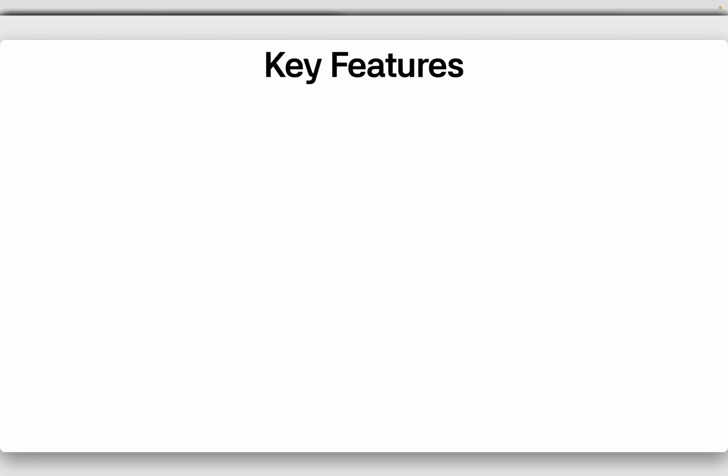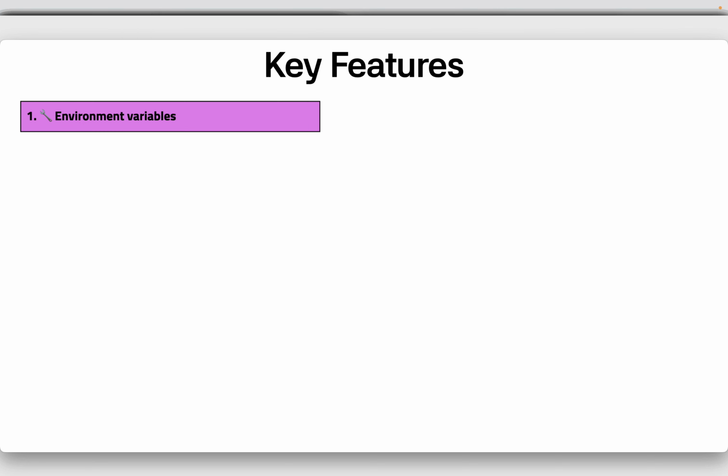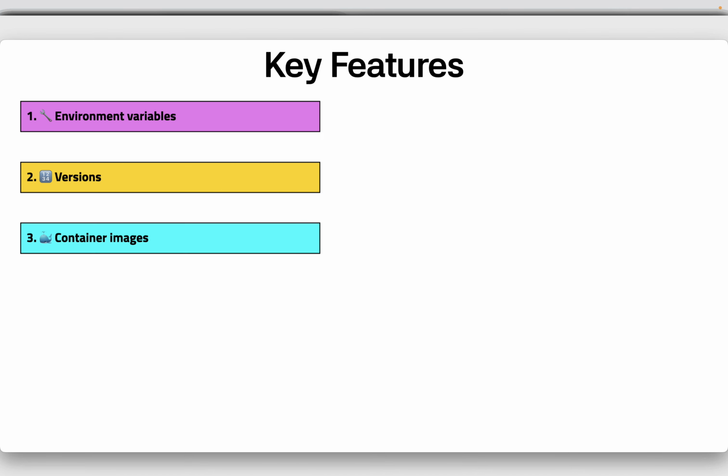So next, I will talk about the key features. So first, environment variables. You can use environment variables to adjust your function's behavior without updating code. Next, we have versions. You can manage the deployment of your functions with versions, so that, for example, a new function can be used for beta testing without affecting users of the stable production version.